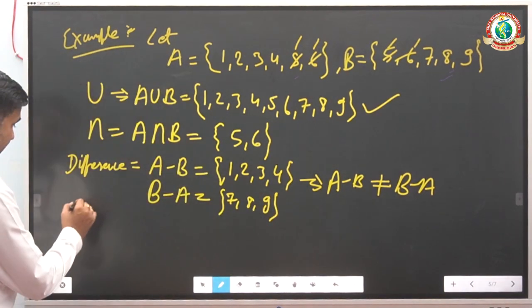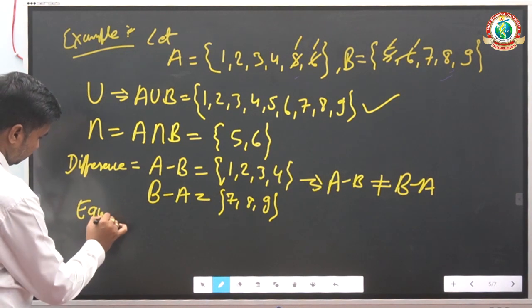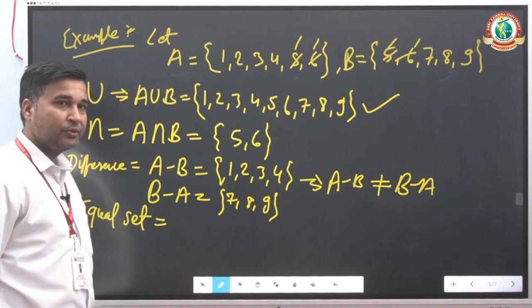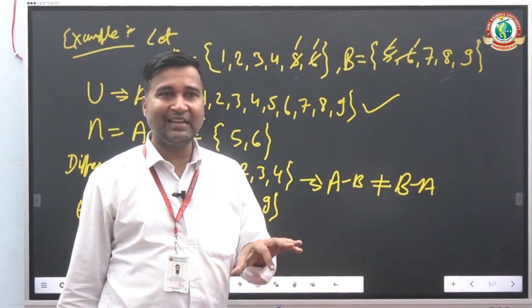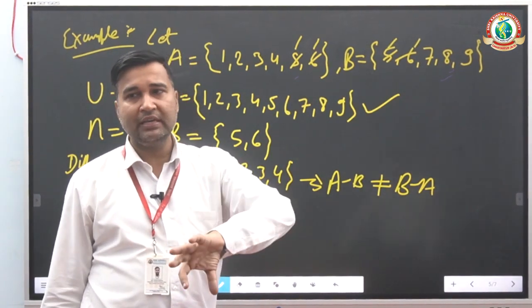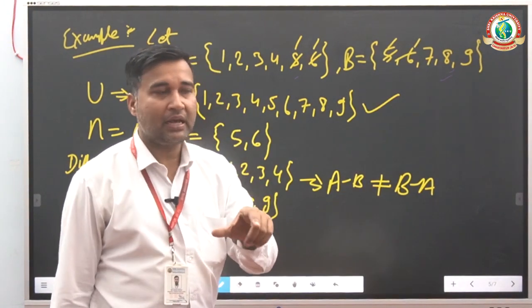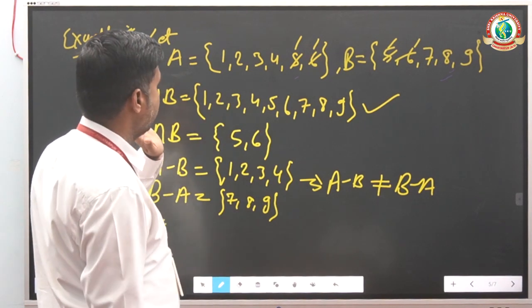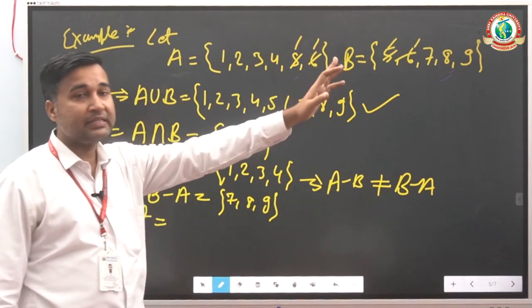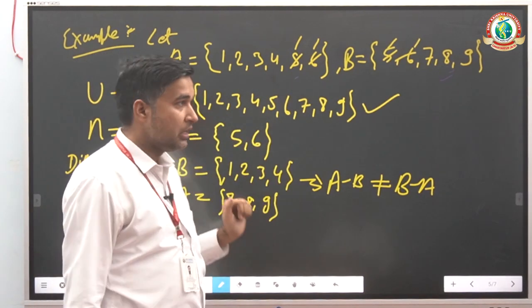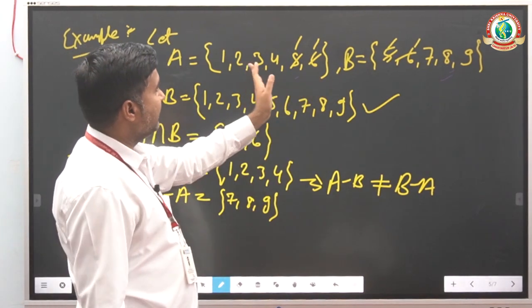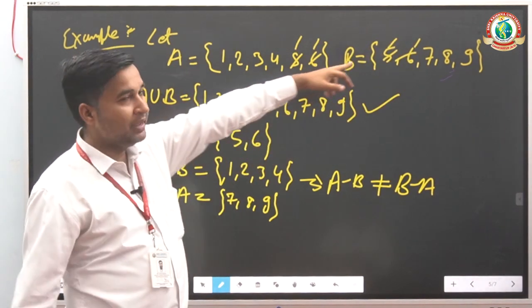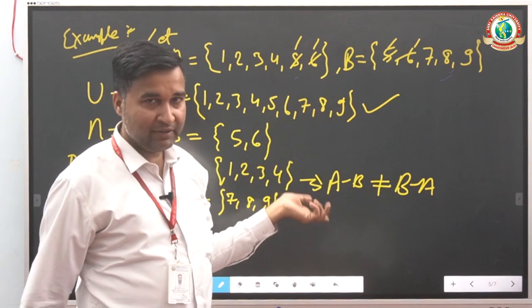Now equal set. Equal sets are those sets which contain the same elements. Their sequence may differ, but the elements are the same. Here these A and B sets are not equal, because the same elements are not present in both sets, so these sets may not be equal, but there may be equivalency.